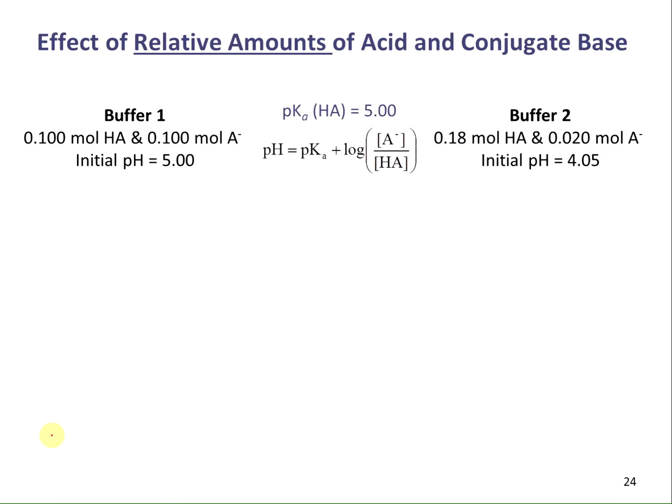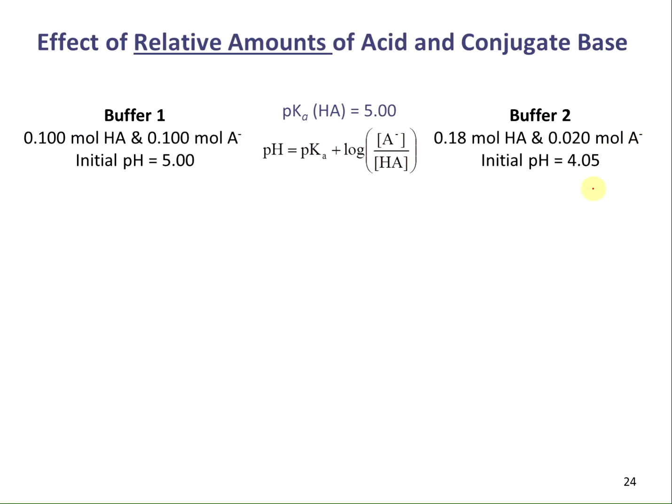Here we have 2 buffer systems. Buffer 1 has 0.1 moles of weak acid and 0.1 moles of the conjugate base, whereas buffer 2 has a larger concentration of the weak acid, so it has 0.18 moles, and a lower concentration of the conjugate base, A minus, at 0.02 moles.